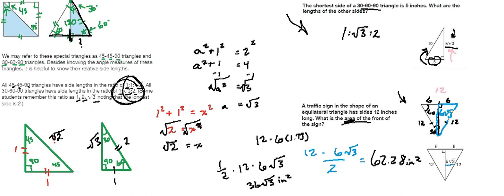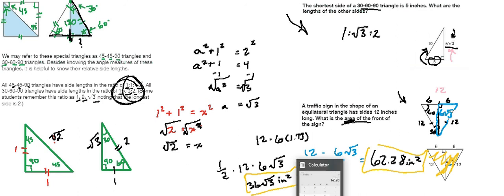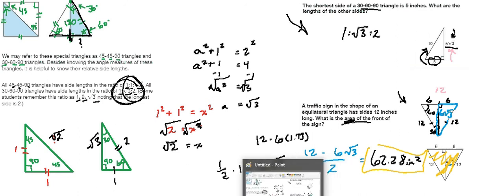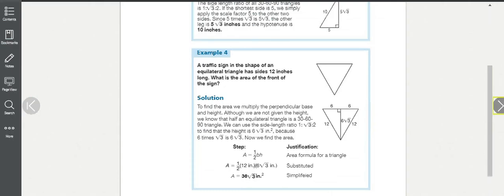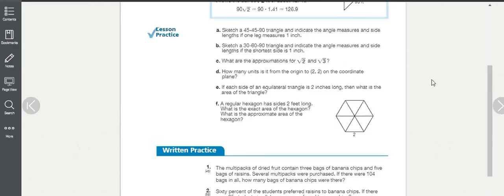So whether it's this or this, I'm good with it. And that's the area of this whole thing using the 30, 60, 90 side relationships of 1, square root of 3, 2. Hoping that makes sense. You should do letters D and E, I believe.